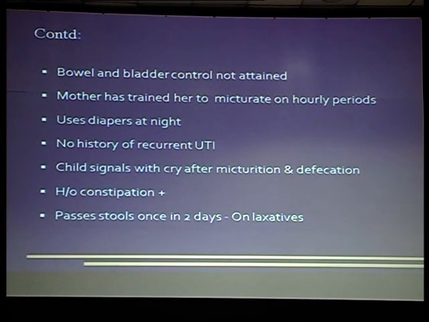The child has still not attained bowel and bladder control. The mother has trained her to micturate at regular periods, uses diapers at night, and there is no history of recurrent urinary tract infection. But the child is able to signal with a cry after micturition and defecation, which helps the mother to keep the child in proper hygiene. The child also has a history of constipation and passes stools once in 2 days, for which she requires laxatives intermittently.